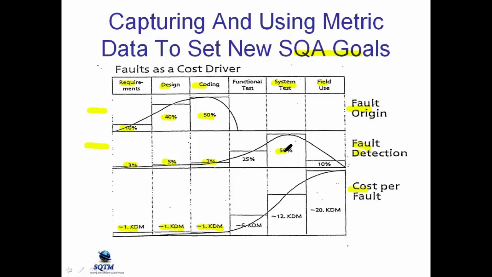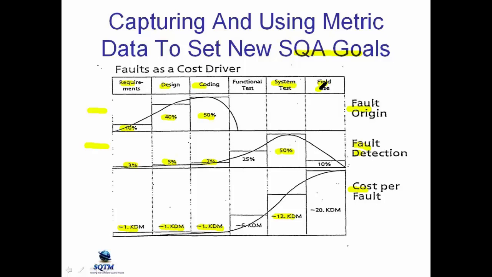Siemens data shows that 50% of all their faults were found in the system test phase. But the problem is, if you find a fault in the system test phase, it now costs 12,000 Deutschmarks to find and fix it. So finding it in the system test phase is 12 times more expensive than finding it in the coding phase, 12 times more expensive than finding it in the design phase, and 12 times more expensive than finding it in the requirements phase. So what we're saying is, it would be cheaper if we found our faults earlier.